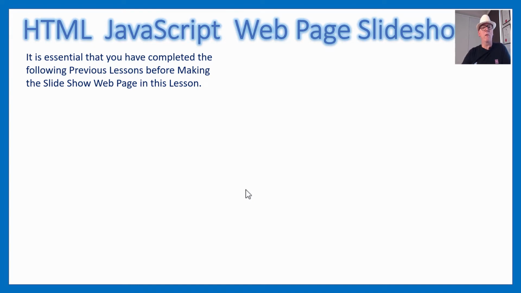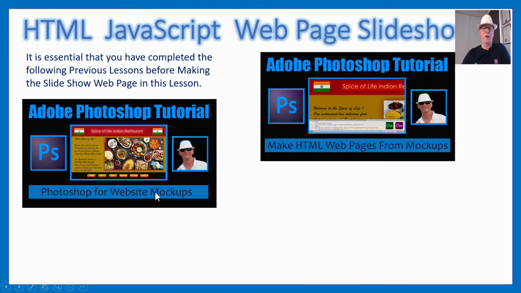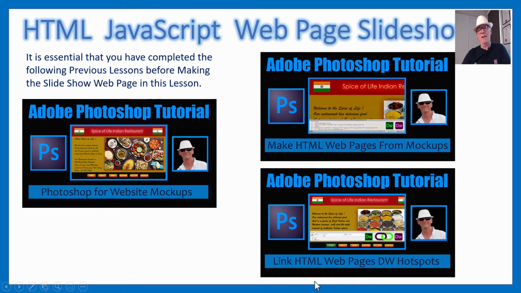Okay, so it's essentially completed the previous lesson. So you need to have done the Photoshop for website mockups, so you know how to use Photoshop, because we're going to be using Photoshop today. You need to know how to make the HTML pages from the Photoshop mockup, that previous lesson that we've done, and also how to link web pages together. So we're going to be doing things from these three lessons today.